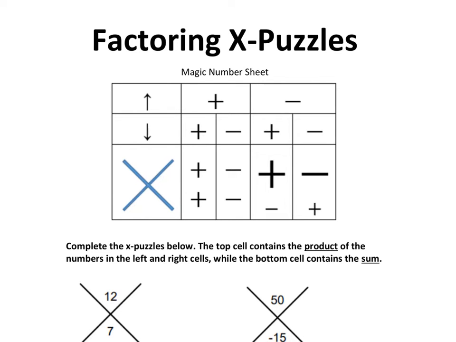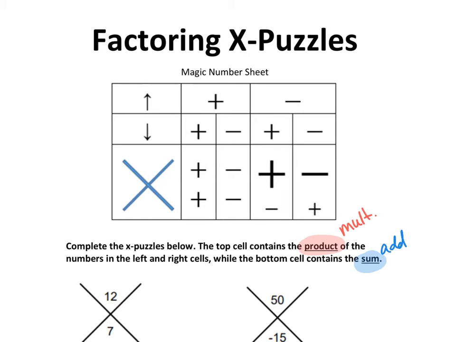Look at the instructions above the XPuzzles. It says, complete the XPuzzles below with your highlighter. This top cell contains the product. Highlight the word product. What does product mean we're doing? Multiplication. While the bottom cell contains the sum. What does the sum mean? Adding. So we're going to be finding numbers that multiply to the top and add to the bottom.